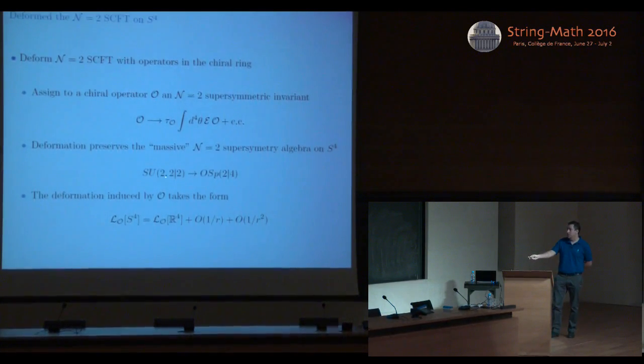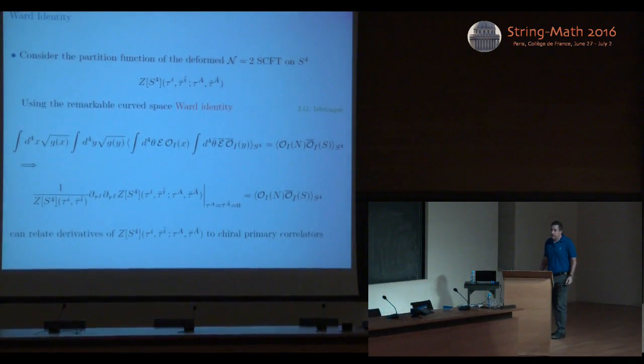So SU(2,2|2) is broken to OSp(2|4), which is the massive algebra of a generic massive theory on the 4-sphere. You will need to then explicitly compute what this deformation term associated to a given chiral operator is on the 4-sphere. And essentially, it looks like a covariantized answer you would get for flat space plus corrections up to order 1 over r squared, where r is the radius of the sphere.